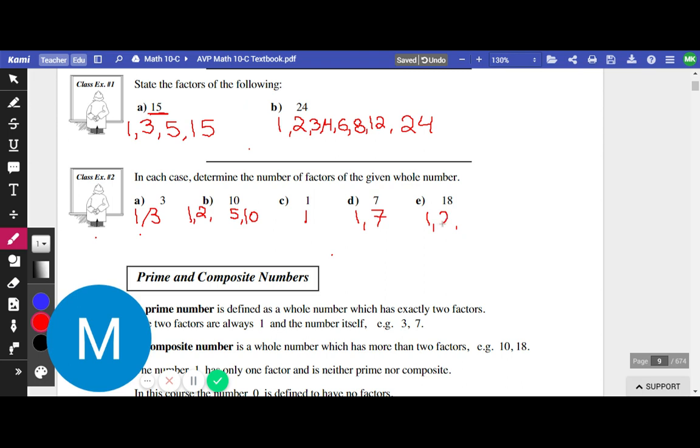Sweet. 2. 3 goes into it. 4 does not. 5 does not. 6 goes into it. 7 does not. 8 does not. 9 does. And 18 does. So those should have been all your factors: 1, 2, 3, 6, 9, and 18.